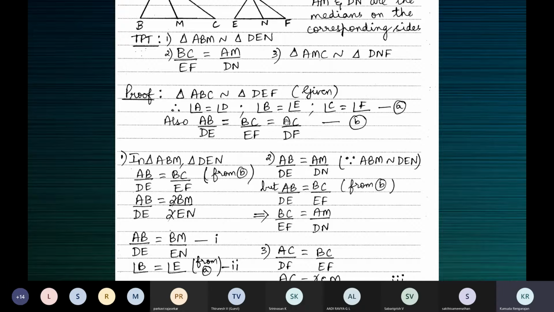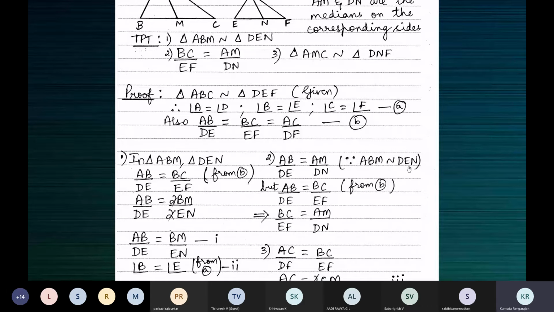Because these ratios are equal, if this is equal to AM by DN, that in turn means this is also equal to AM by DN, and this also is equal to AM by DN. So from the similarity of these two triangles, we just proved that these two are similar. We can't get BC by EF from these two triangles, because BC and EF are not the sides of these two triangles. But we can definitely get AB and DE. AB and DE, see here.